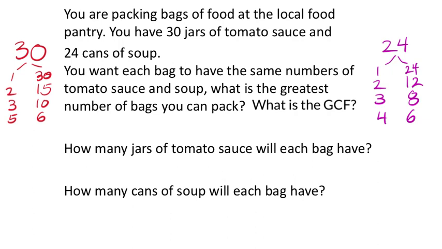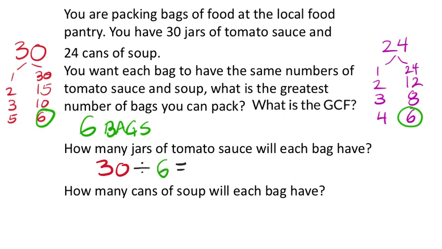And that will be our greatest common factor, which tells us how many bags you can pack that have the same number of cans of soup and sauce in them. The one that I'm noticing here, I see the 1, 2, and 3, but I also see the biggest one is 6. So this means we can pack 6 bags that have the same amount of tomato sauce and soup in each bag. Well, if we're taking the tomato sauce and splitting it up into 6 bags, and we're starting with 30 cans, that tells us we're going to divide them into 6 bags, and that would tell us how many are in each bag, which is 5.